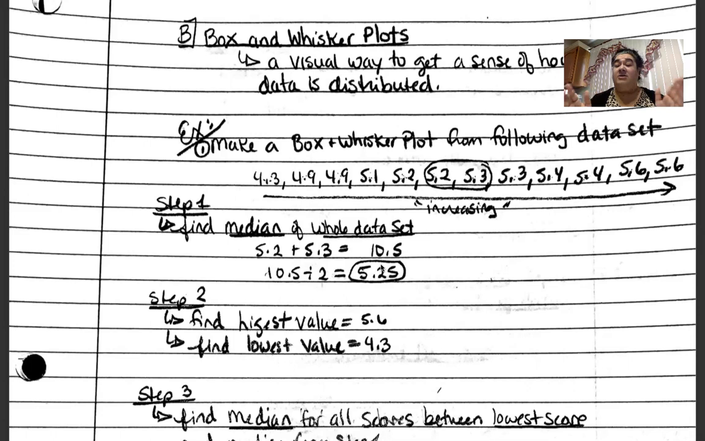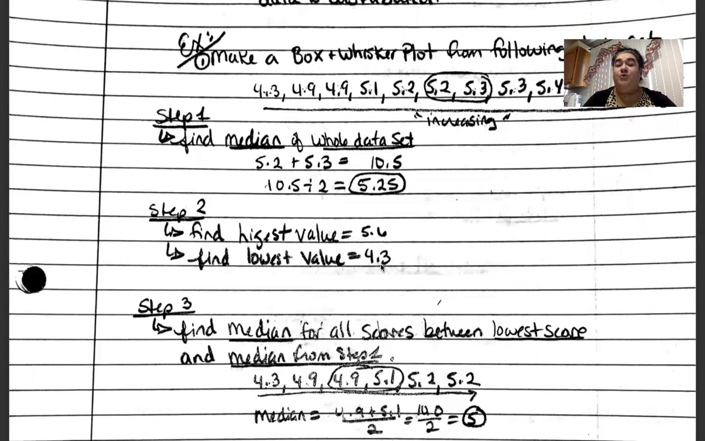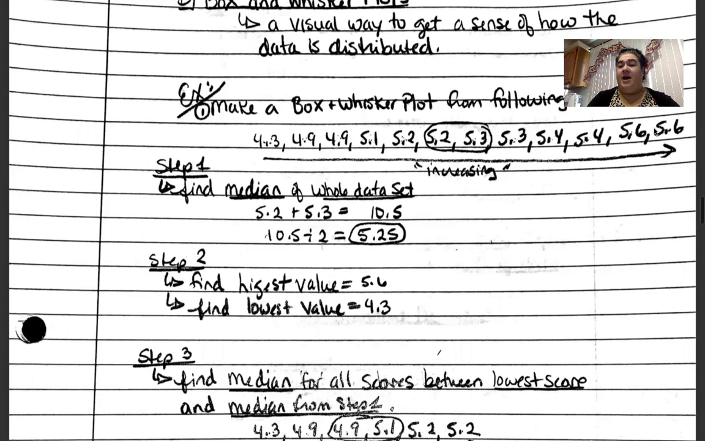Then in step two, you need to find what is your highest value and what is your lowest value. This is where we can see how box and whisker plots help us to start looking at the dispersion of a particular set of data, right? So I look at my set of data and I've identified that my lowest value is 4.3 and my highest value is 5.6. And I've made note of that in step two.